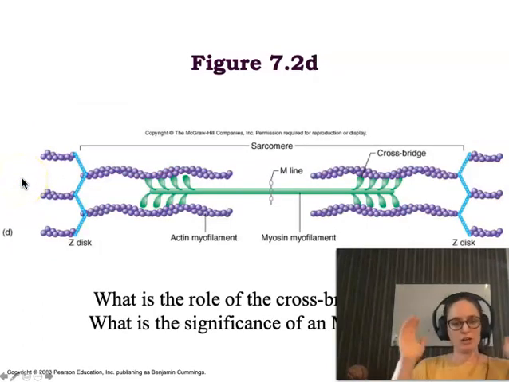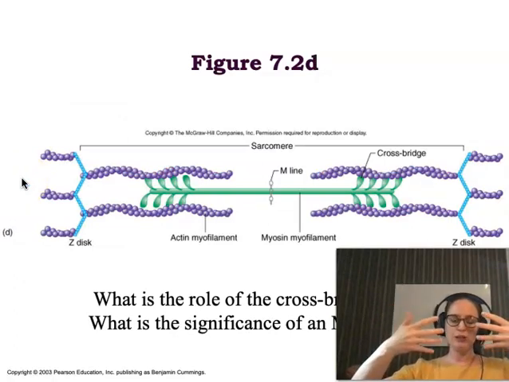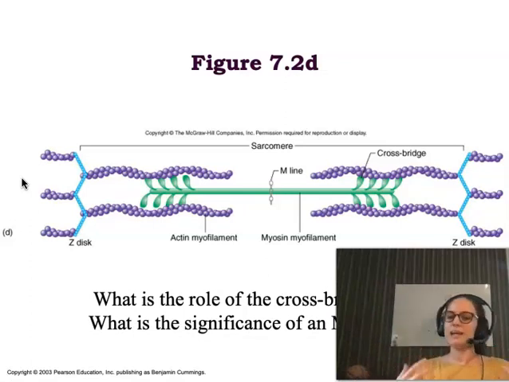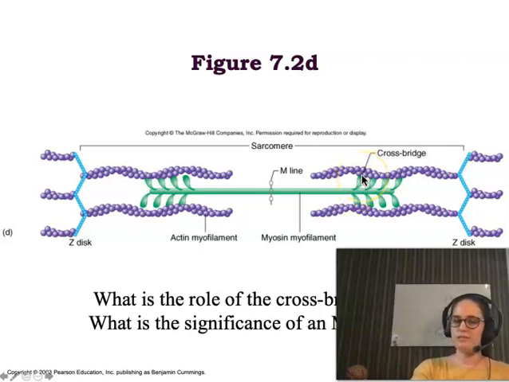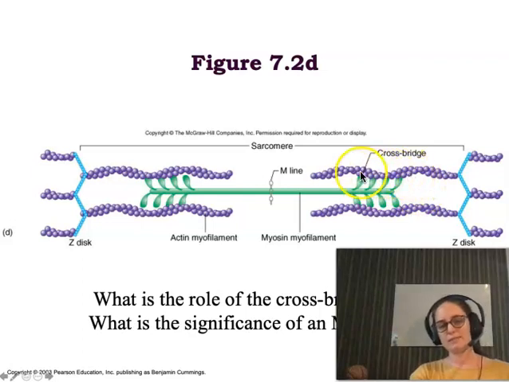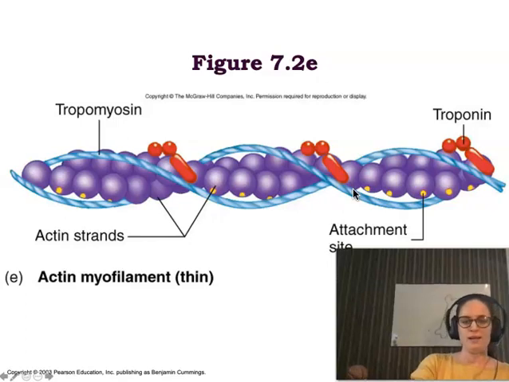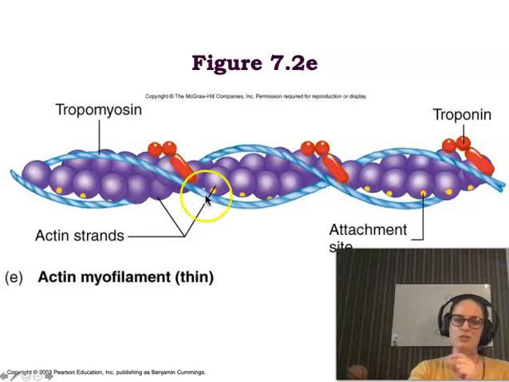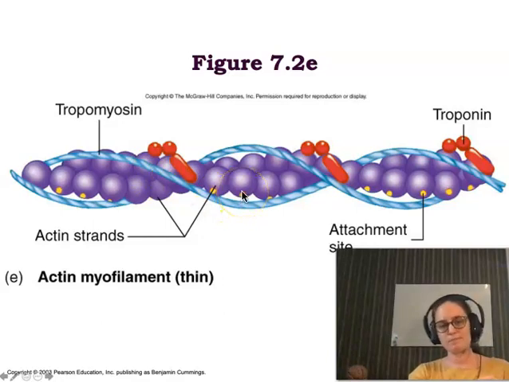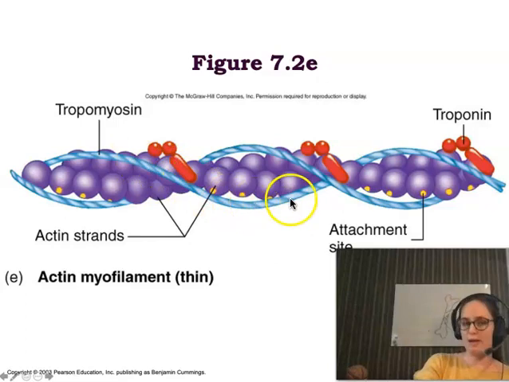So again, a sarcomere is from Z disc to Z disc. Within the sarcomere, you have actin and myosin. Myosin is thick, actin is thin. We're going to have a connection between actin and myosin called a cross bridge, where myosin heads really want to bind with binding sites on the actin. So this is the cross bridge right here. But something is blocking the myosin head from binding to the binding site on the actin, and that is a protein known as tropomyosin.